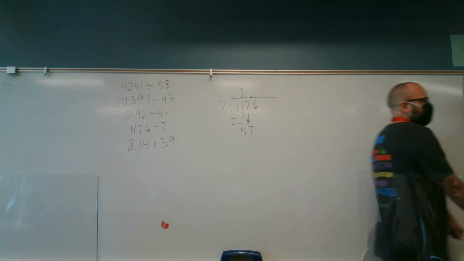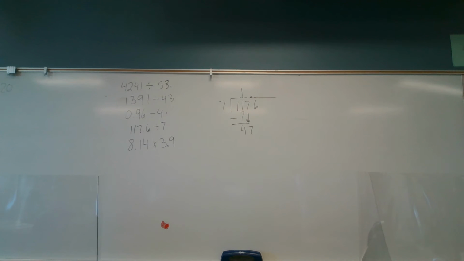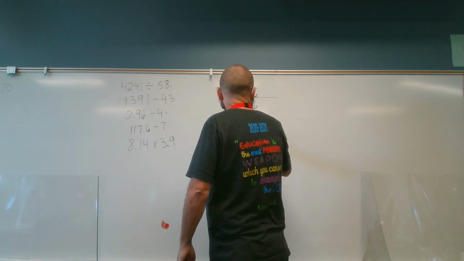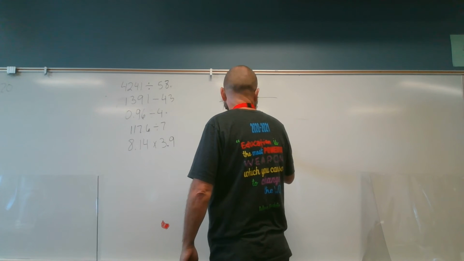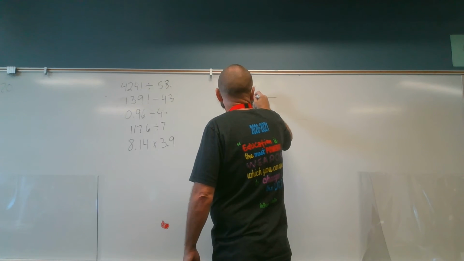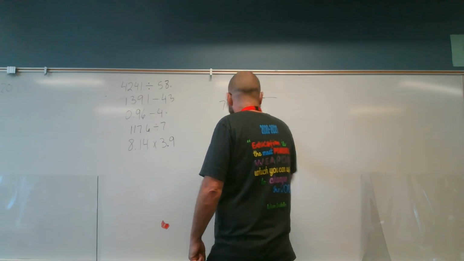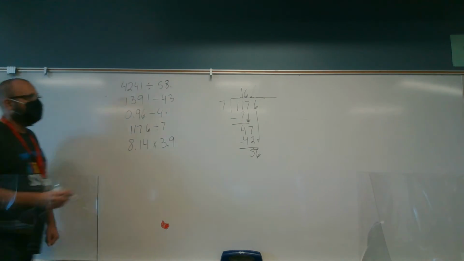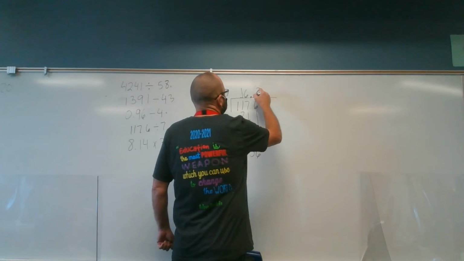7 goes into 47 how many times? 6. 6 times 7 is 42. I get 5. Oh, that 6 is in the wrong place, isn't it? 6. And 7 goes into 56 how many times? 8. So my answer should be 16 and 8/10.